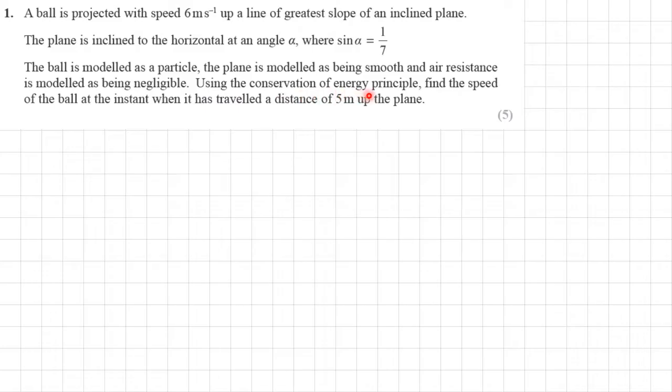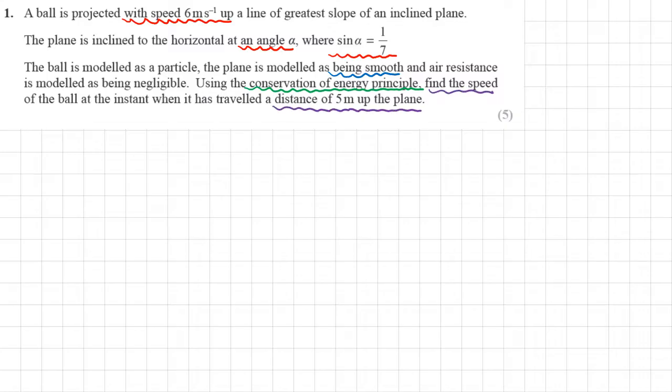Using the conservation of energy principle, find the speed of the ball at the instant when it has travelled a distance of 5 meters up the plane. So let me highlight what I want. So let's underline that. Initial speed 6, the angle of incline is alpha, and sine alpha is 1/7. The plane is modelled as being smooth, and basically we're ignoring air resistance. We need to use the conservation of energy principle, so this means not SUVAT, and we want to find the speed of the ball in the instant when it has travelled 5 meters up the plane.